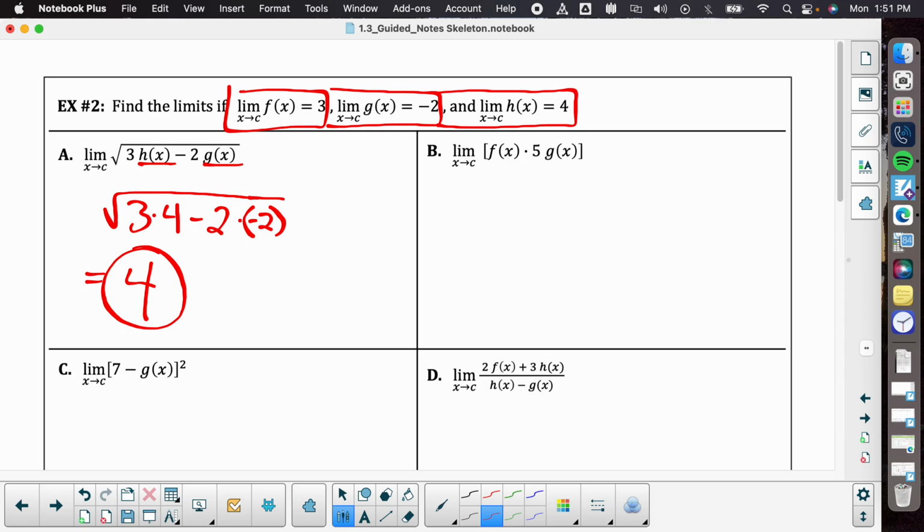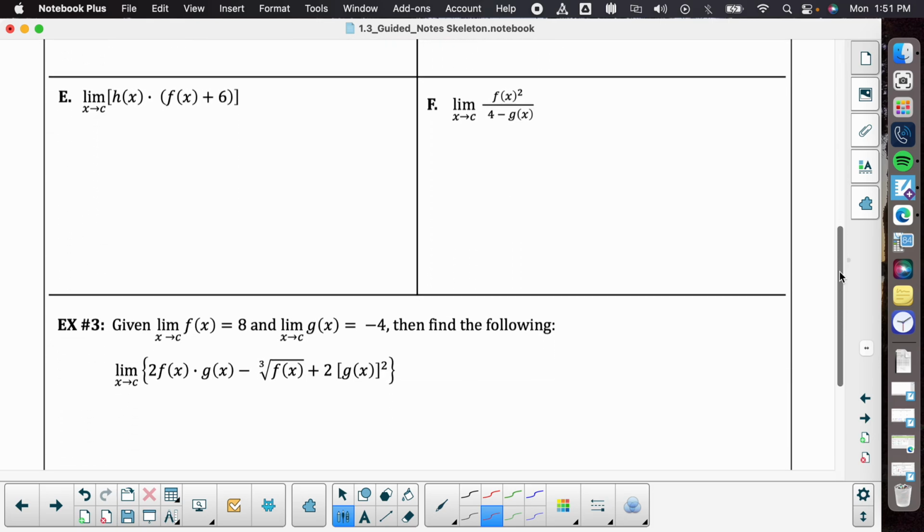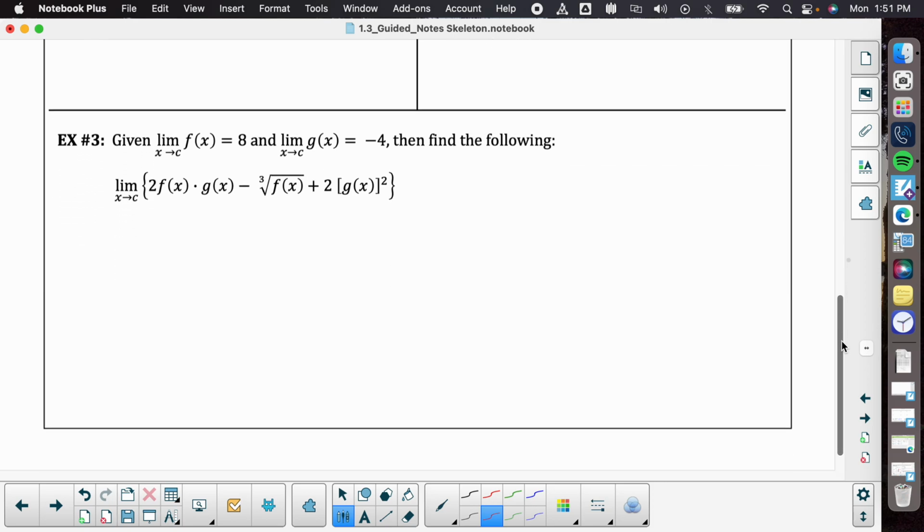Is there a more difficult one down below? Yeah, that one looks like it. Sure, why don't you guys try 3 on your own? It's just plugging numbers in.